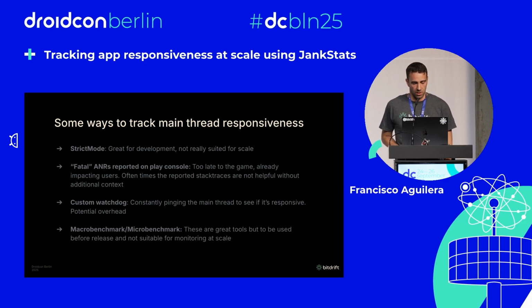Macrobenchmark and Microbenchmark, these are great tools. I totally recommend using these pre-release, before shipping to production. This is awesome, but we cannot monitor at scale what's happening to a user in production. And of course, Perfetto and the Android Studio Profiler, you can run these. Totally recommended, do all this, but they are more suited for local development and not for scale, at least for now.